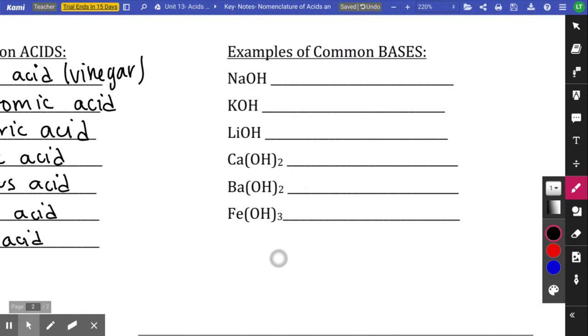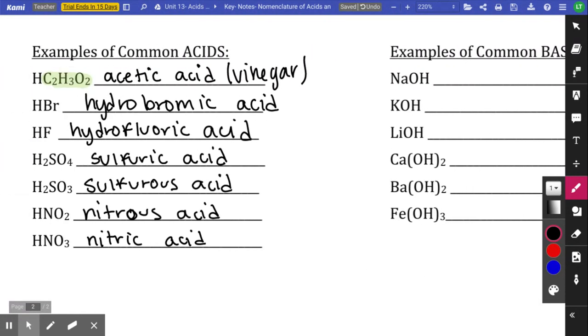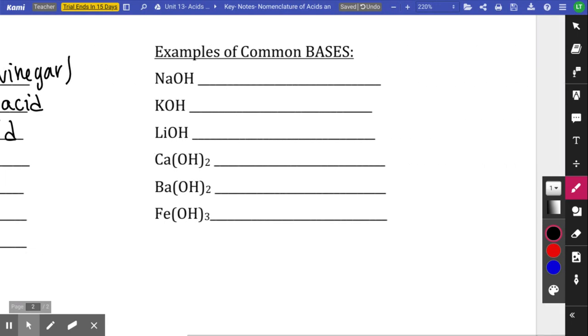All right. So those are just common acids. These are ones that you will see in most of your problems, probably based on one of these, just because they're really commonly used. But yeah. All right, so then we have common bases.